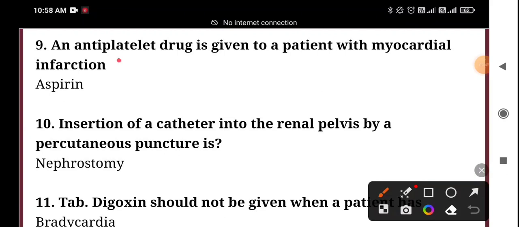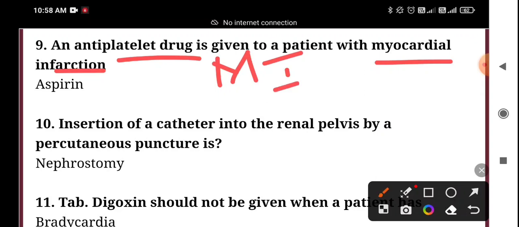So next question. An antiplatelet drug given to a patient with myocardial infarction. In a condition of myocardial infarction, the antiplatelet drug to be given is aspirin. So aspirin is an antiplatelet drug.